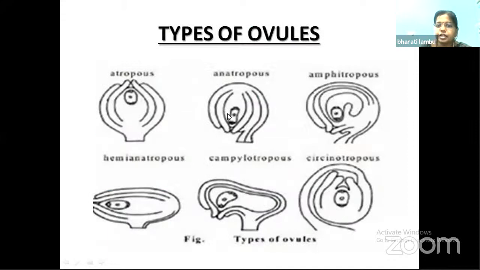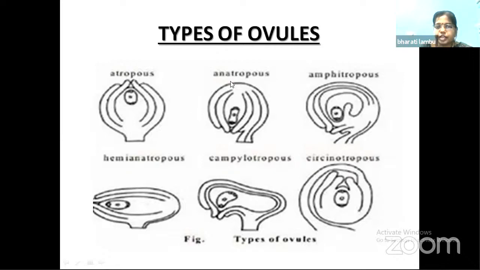These are the types of ovule. In your syllabus, you have the atropous ovule, anatropous ovule, and campylotropous ovule. The atropous ovule is also called the orthotropous ovule. In this, the micropyle, the chalaza, and the funiculus are in a straight line. That is why it is called the orthotropous ovule.